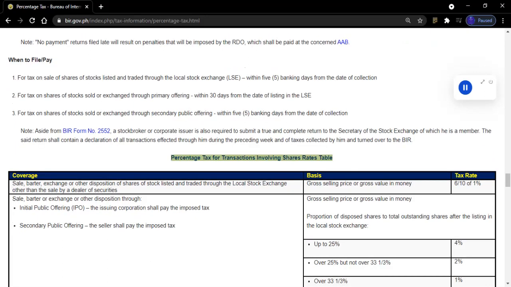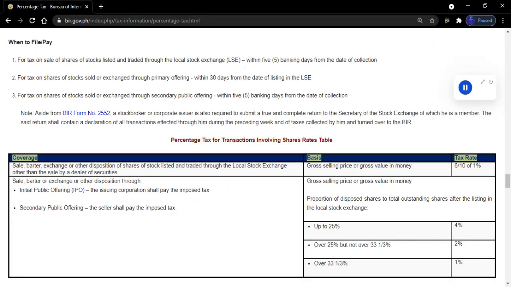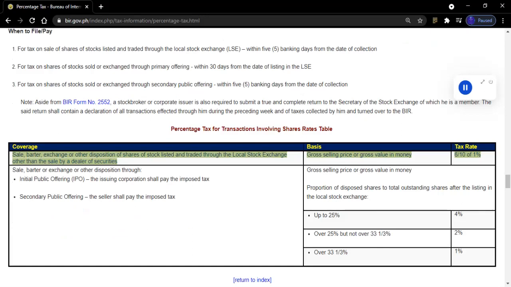Percentage tax for transactions involving shares. Rates table. Coverage basis tax rate. Sale, barter, exchange or other disposition of shares of stock listed and traded through the local stock exchange other than the sale by a dealer of securities. Gross selling price or gross value in money, 0.6%.